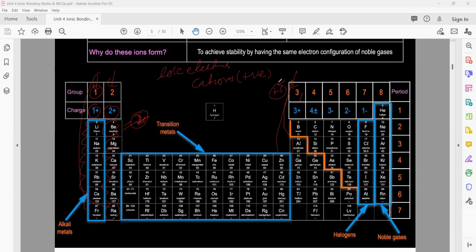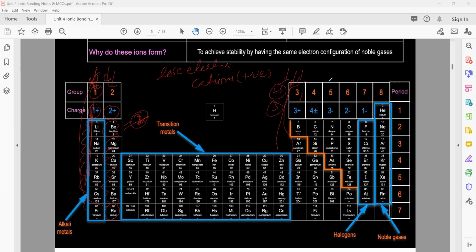So metals always lose electrons. How many electrons a metal will lose depends on its group number. Elements in group number 3 always lose 3 electrons. Elements in group 1 always lose 1 electron. So this is how they lose or gain.